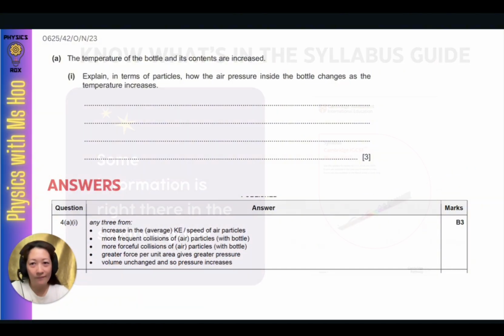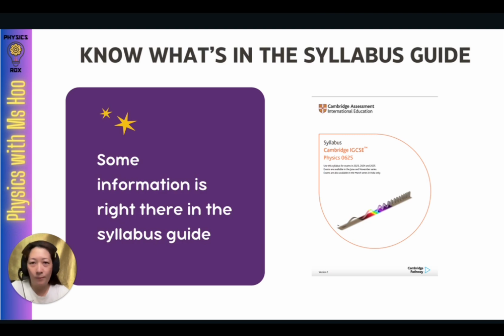Now let's move on. It's very important that as students, you know what's in the syllabus guide, because a lot of the information is right there in the syllabus guide. This video is designed for those in the 2023 to 2025 cohort, but for those of you who are taking the 2026 to 2028 papers, your syllabus is actually exactly the same in terms of the content. But to be on the safe side, please download the syllabus guide and the learner's guide for your particular year of examination. Regardless of whatever year you're taking the paper, this advice still applies.